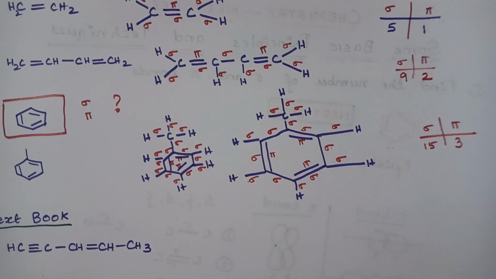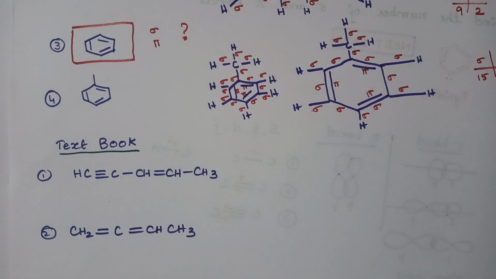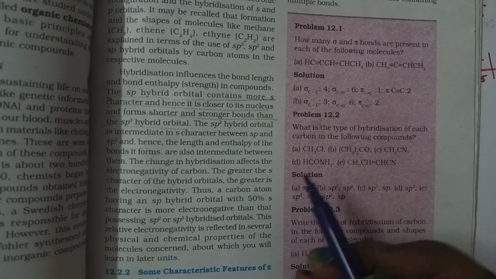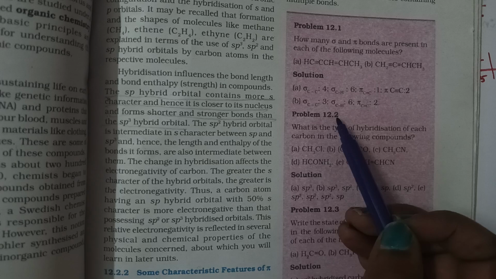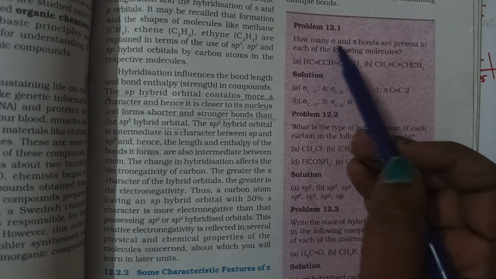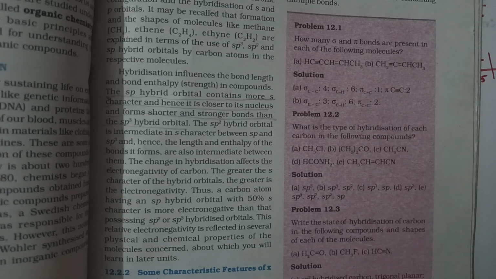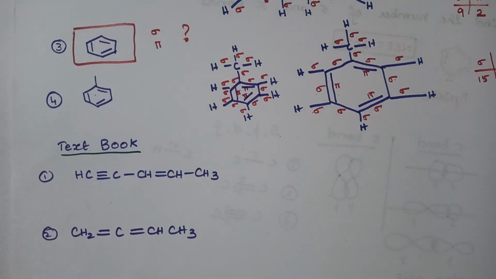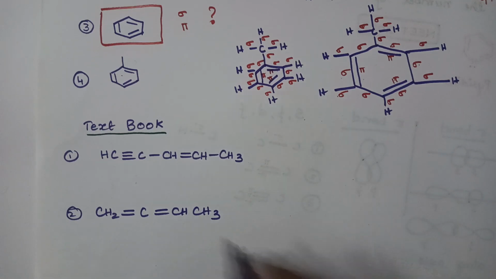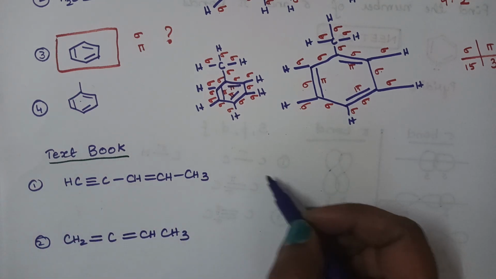Okay. So now students, these two questions I have taken from the textbook. So you can see here, this is the textbook, and here problem 12.2. So they have 12.1. How many sigma and pi bonds are present? So two questions are given. We will solve those two questions. So you can see these are the two questions. So write the expanded form.